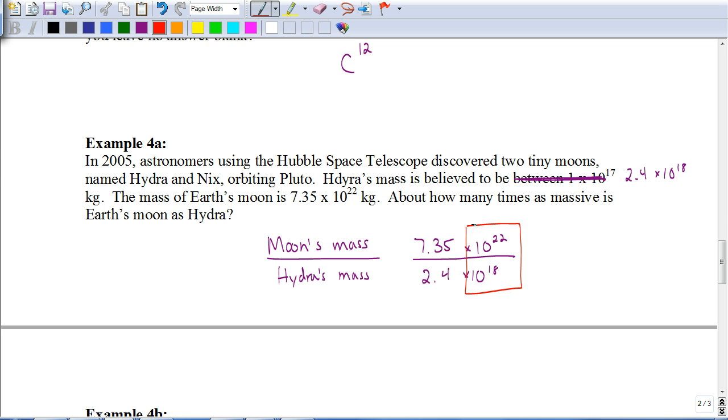So that's what we have here. We have 10 to the 22nd divided by 10 to the 18th. So the bases are the same, so we're going to subtract the exponents. 22 minus 18 is 3. I'm sorry, 4. Getting ahead of myself. 10 to the 4th. To figure out the other part, these bases are not the same, so we just divide those normally. If you take 7.35 divided by 2.4, you get approximately 3, so we'll just write that as 3 times 10 to the 4th. And that would be your answer.